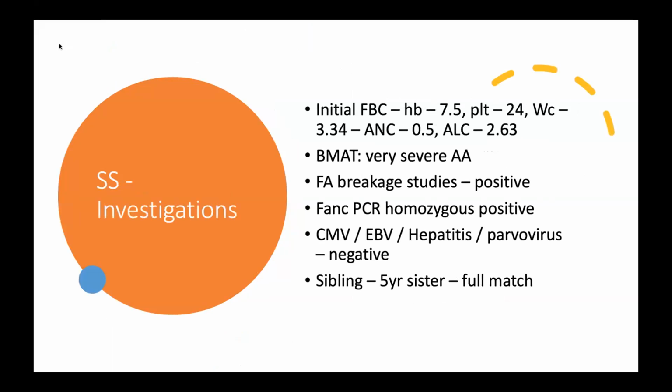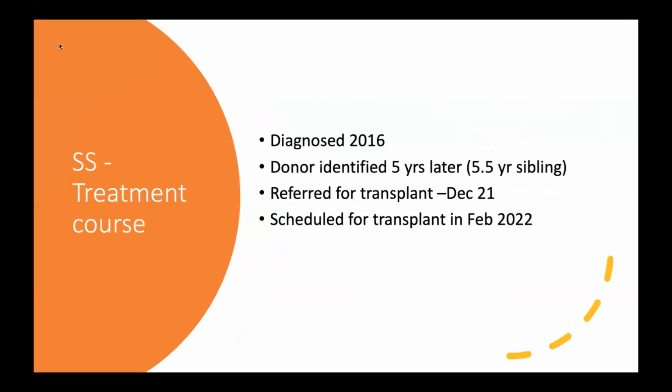So his initial Hb was 7.5, platelets were 24, white count of 3.3 with an ANC of 0.5. Bone marrow confirmed the very severe aplastic anemia. His breakage studies were positive, as was his Fanconi PCR. Viral studies were negative, and his sibling, who was a 5-year-old at the time, was a full match.